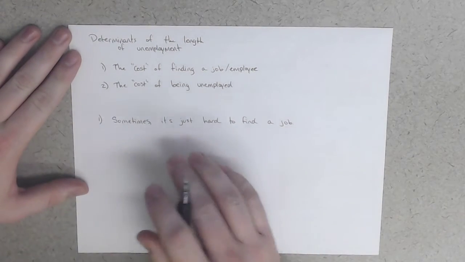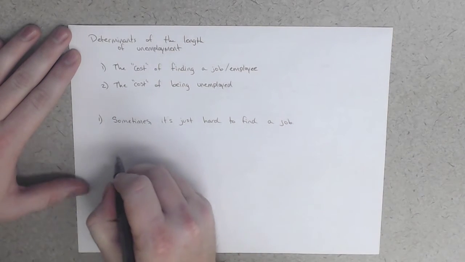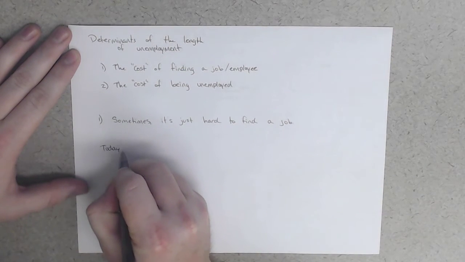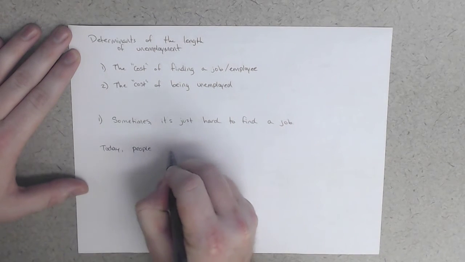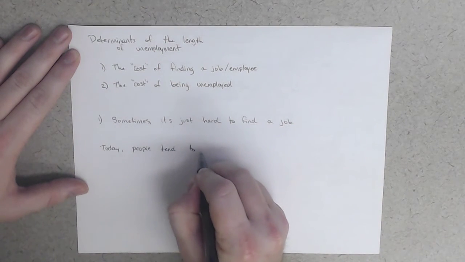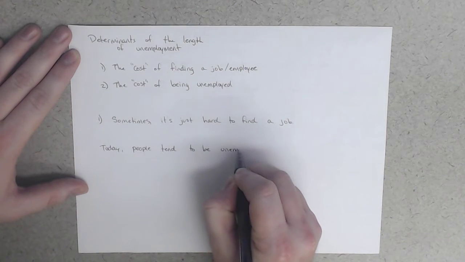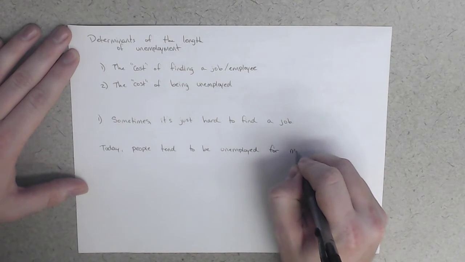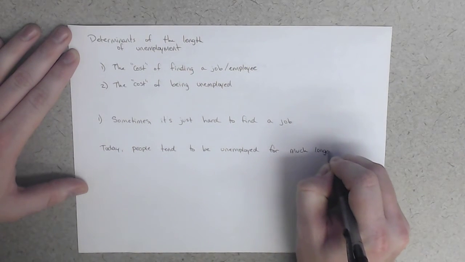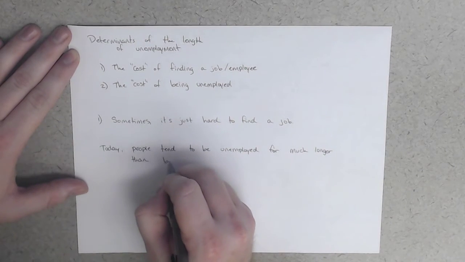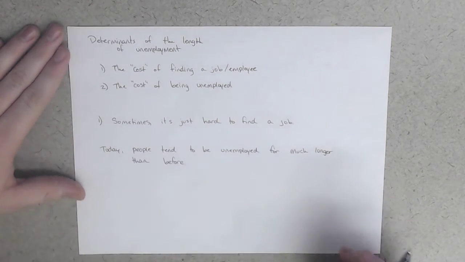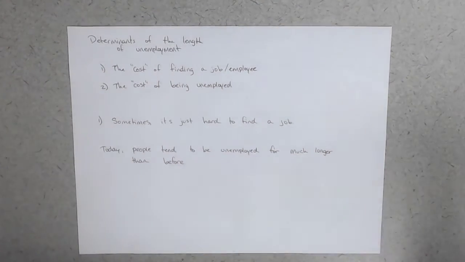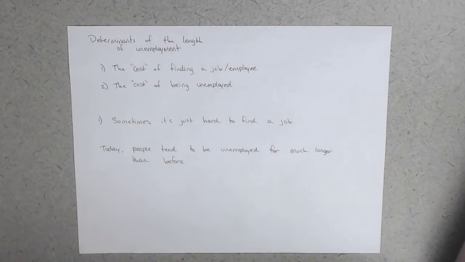Now, one interesting thing that we should note is that today people tend to be, I should say, unemployed for much longer than before. Okay? So if we know that people tend to be unemployed for much longer than before, how can we explain this? Okay, so there's two ways that we can explain this.